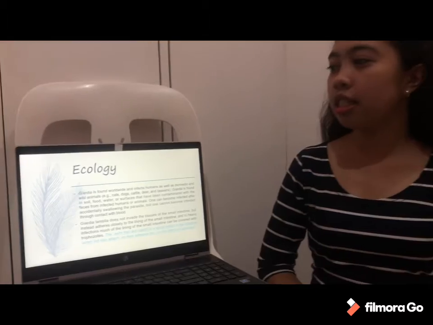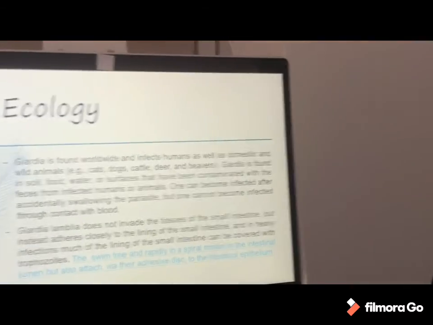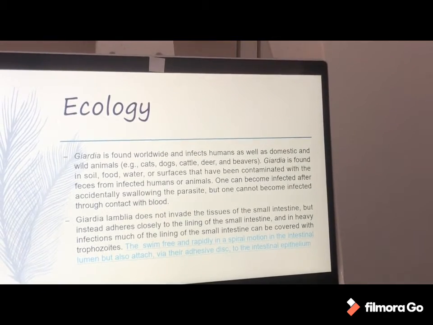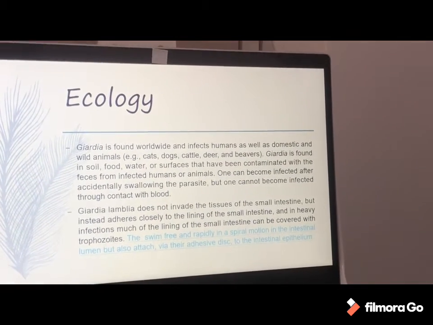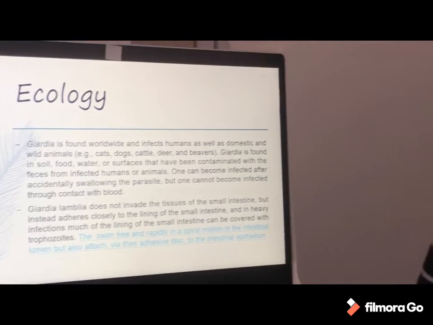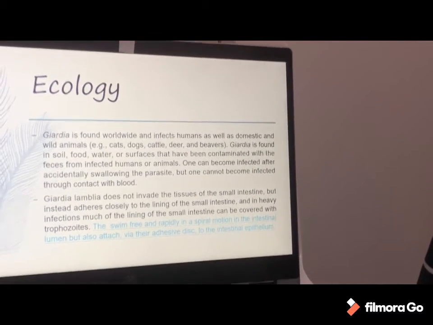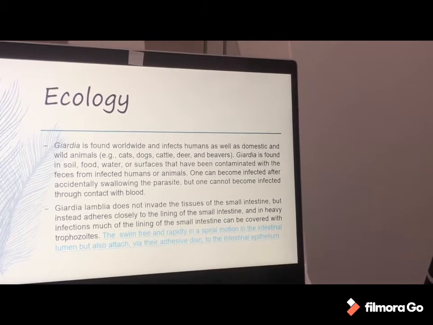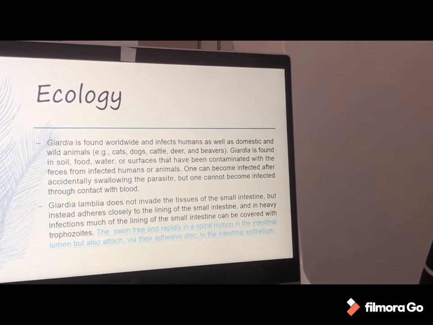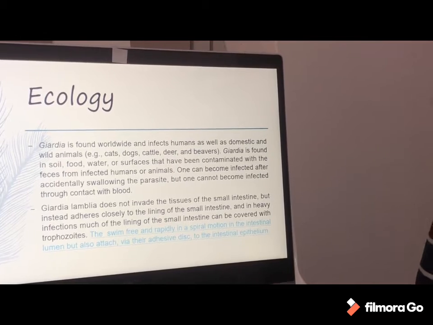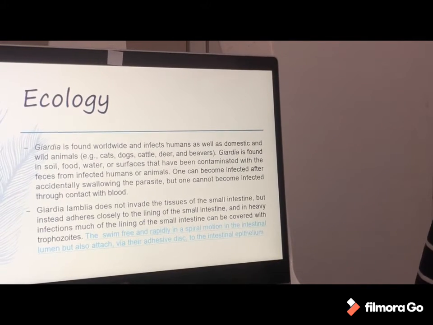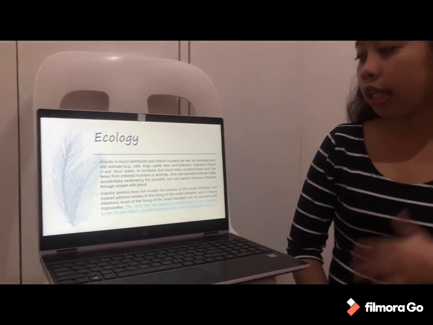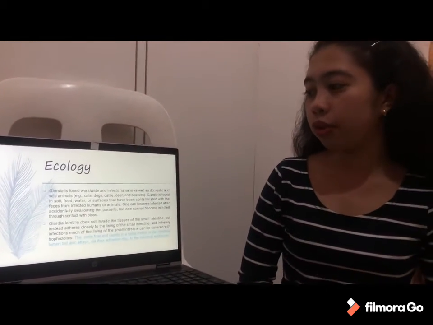So next is ecology. Giardia is found worldwide and infects humans as well as domestic and wild animals. Giardia is found in soil, food, water, or surfaces that have been contaminated with the feces from infected humans or animals. One can become infected after accidentally swallowing the parasites, but one cannot become infected through contact with the blood.